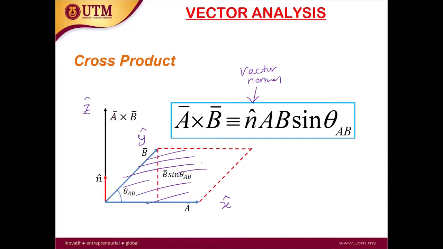That means the result of the cross product between two vectors will give another vector, where the vector is perpendicular to both vector A and B. It's always perpendicular. The cross product is important for the magnetostatic field. Please remember, the dot product is important for the electrostatic field. Okay, that's all for the first part.